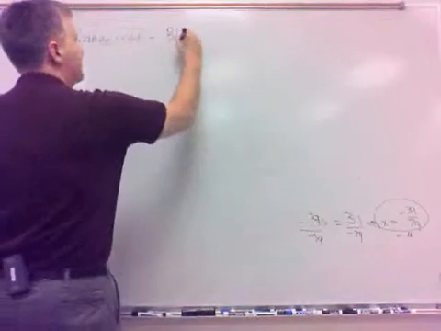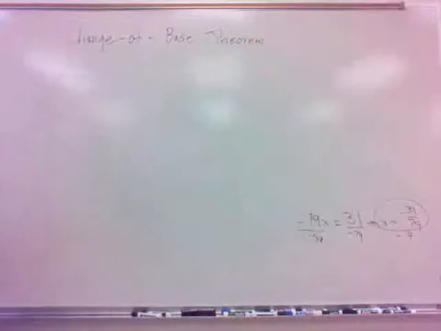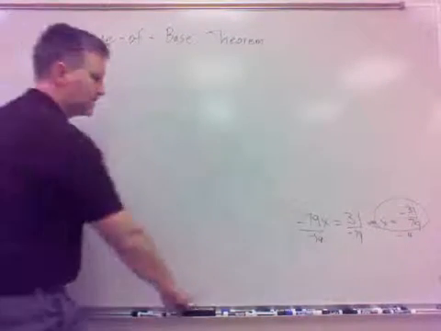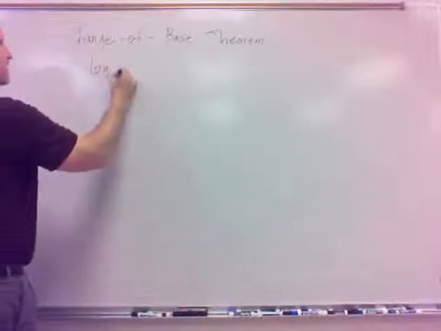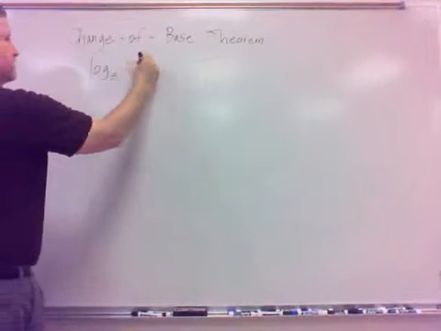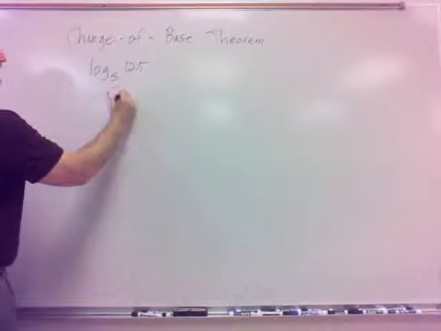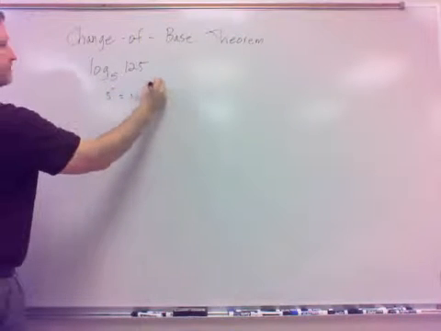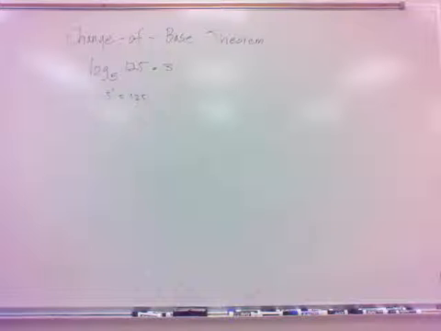Let's talk about the change of base theorem. A while back we mentioned, if we have nice numbers for our logarithms, we can do those all day long. Log base 5 of 125, we can do that. That means 5 to what power is 125, right? That would be 3. 5 to the third gives me 125, so that logarithm is 3.